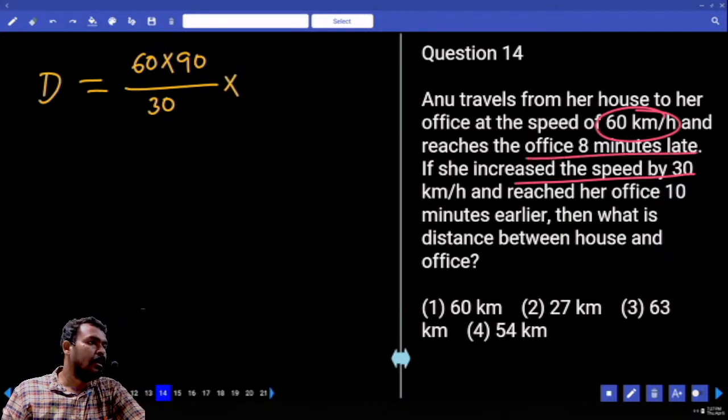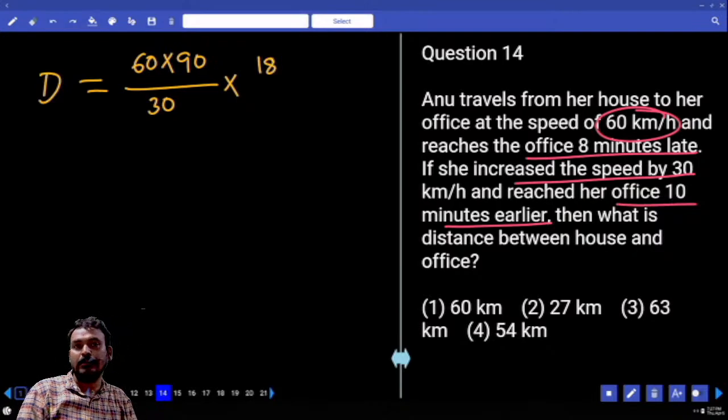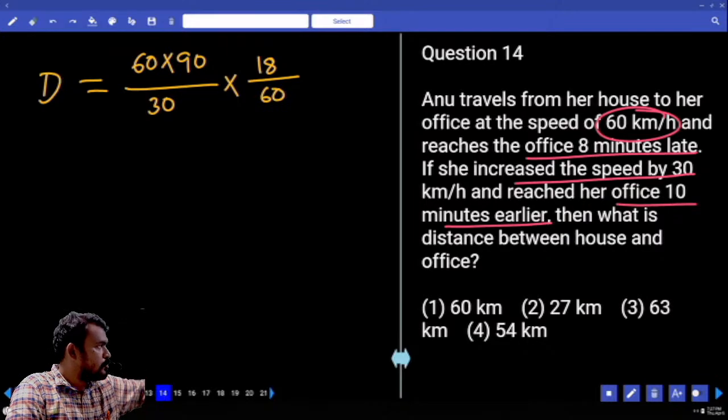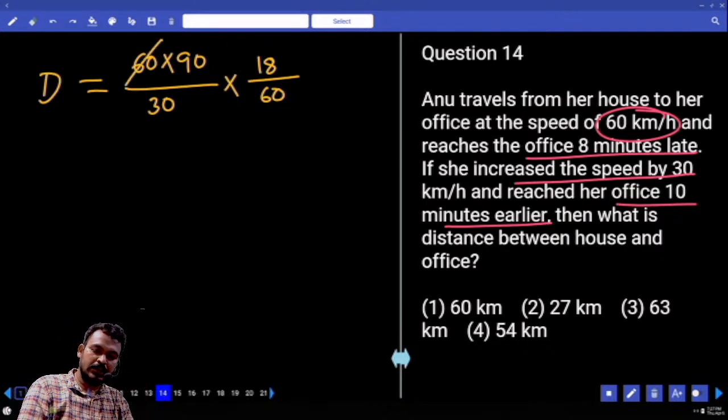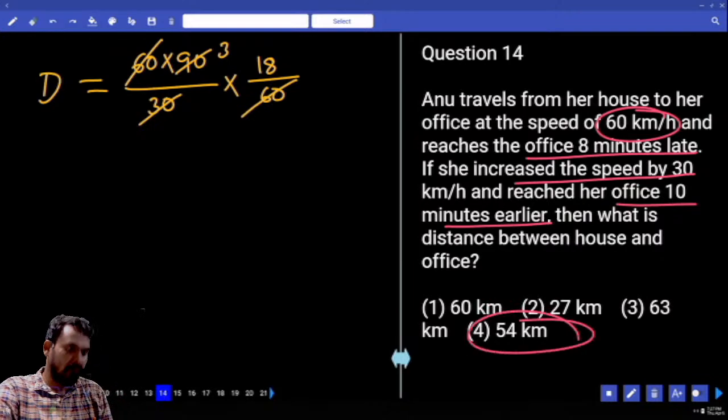In the first case how many minutes late? 8 minutes late. Second case how many minutes earlier? 10 minutes earlier. Compared to the original time, 8 minutes late, and compared to the original time, 10 minutes earlier. What is the difference in time? 18 minutes. Then I write 18 by 60 into the product of the speeds divided by the difference of the speeds. 60 cancels with 30, how many times? 3 times. 3 into 18 is 54.